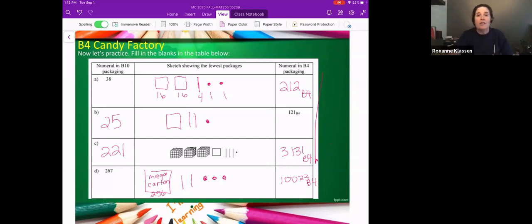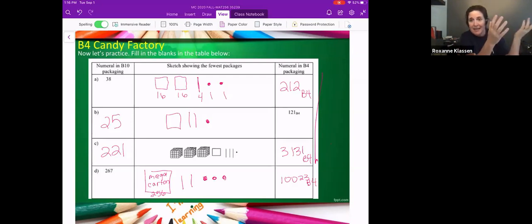Okay, now the part D was probably the hardest, I think, because you might have noticed you needed another size box because you would have filled too many cartons. So you needed something that held more candies. So if you take 64 times 4, you know that that next container, whatever you're going to call it, is going to hold 256 candies, right?